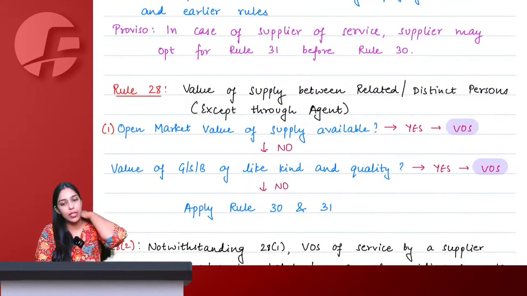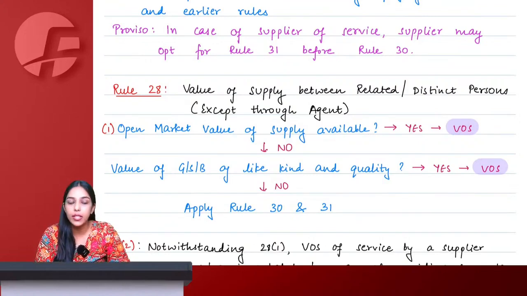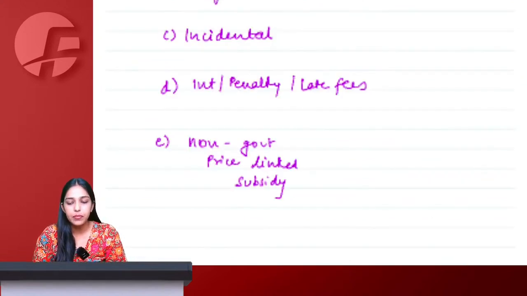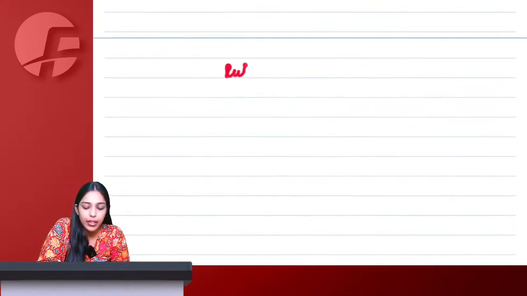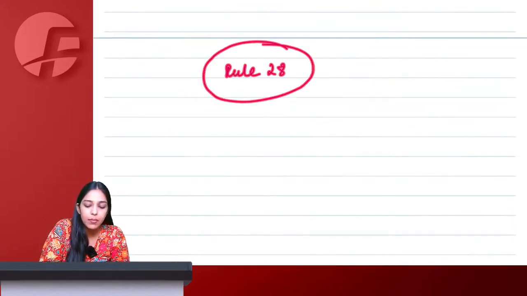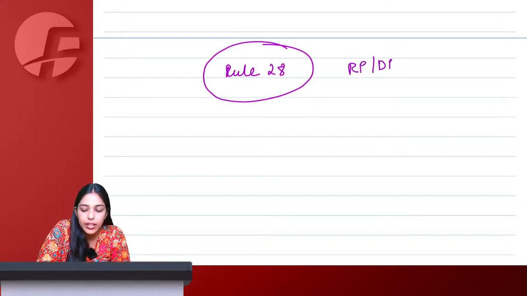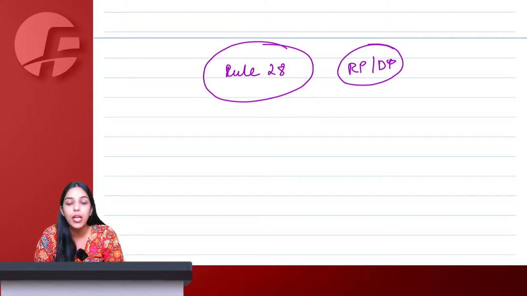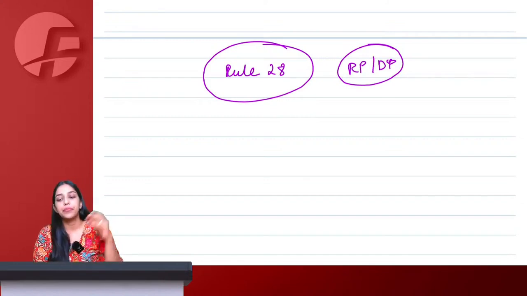How to determine value of supply when money is not the sole consideration. Quickly tell me yes so that we can proceed further. Right, ma'am? Done. Then moving on to Rule 28. Now, Rule 28 talks about whenever you are dealing with your related person or distinct person, then simply taking the transaction value is not acceptable. You will have to determine the value of supply using the valuation rules only. So, Rule 28 says that.